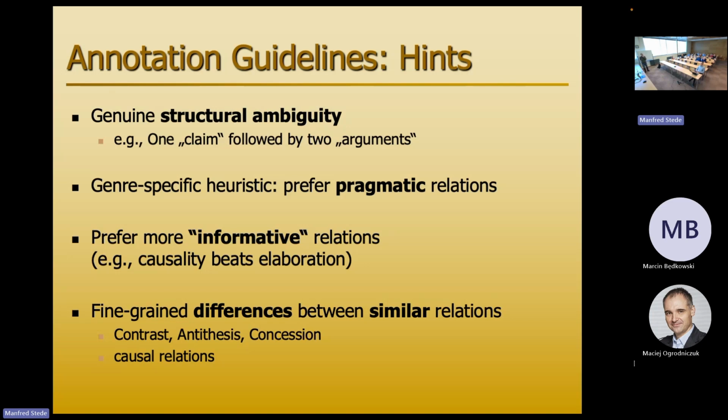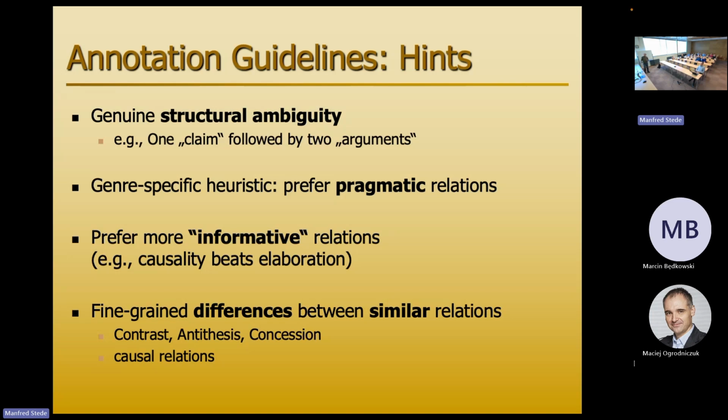Second one is, if you see a pragmatic relation and a semantic relation, both seem to be applicable, elaboration and reason, for instance, then please prefer the reason, because our texts are opinionated texts. In that sense, it's a genre-specific heuristic. We want, in the end, the rhetoric, the argumentation come across. So pragmatic relations are more valuable for our purposes.